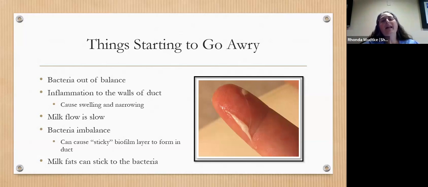And when we have that, we can have a sticky biofilm that will actually form in the ducts, and so what happens is we have that biofilm forming, and it's sticky, and the components of the milk, such as fat, like to stick to that biofilm.